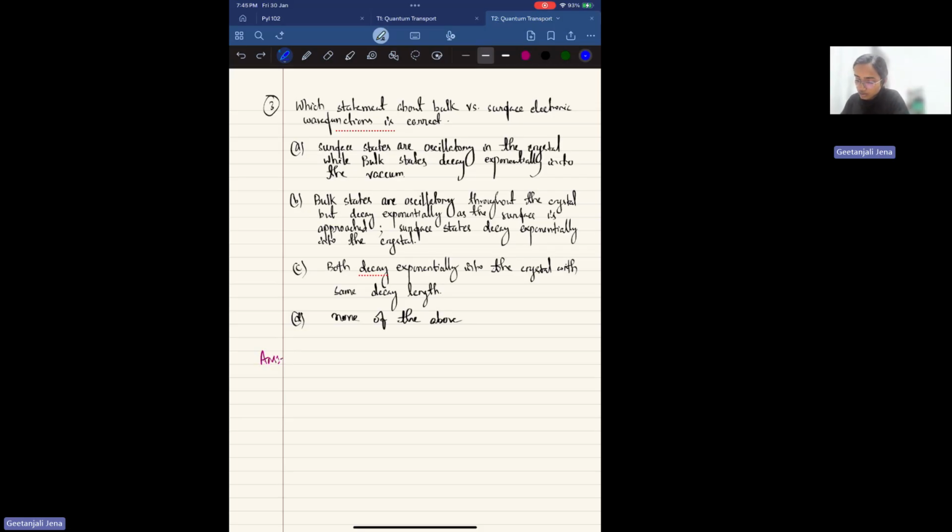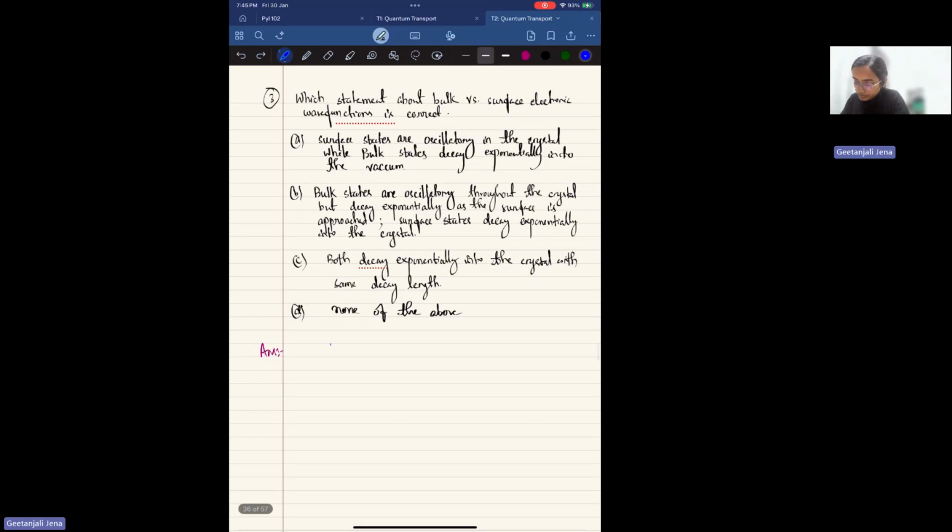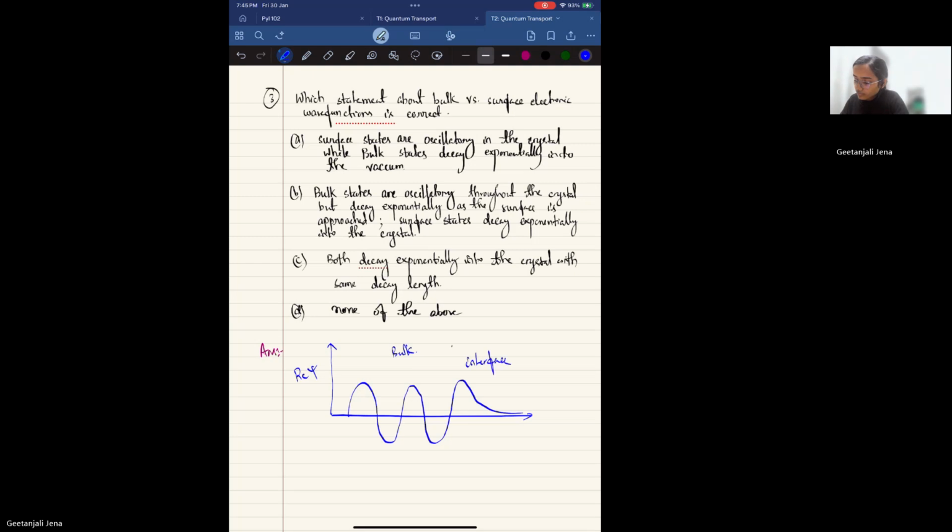So if we plot the wave function for the bulk state, this will be oscillatory. But when you approach the interface, it will decay. This is the bulk region, this is the interface. This is for the bulk state.